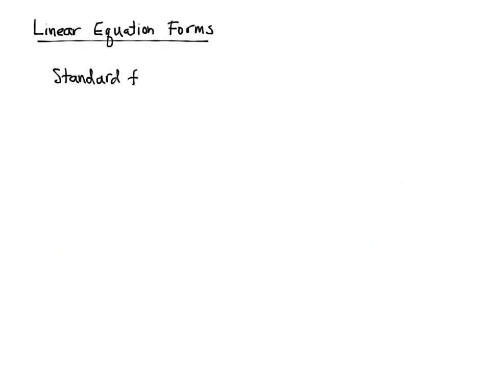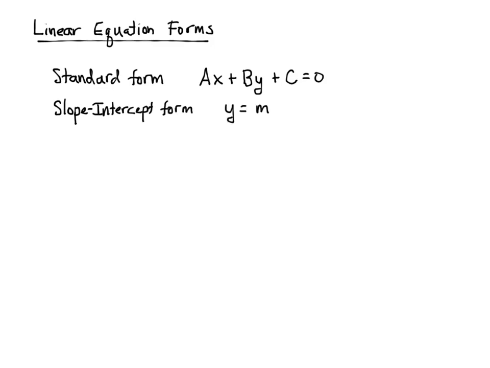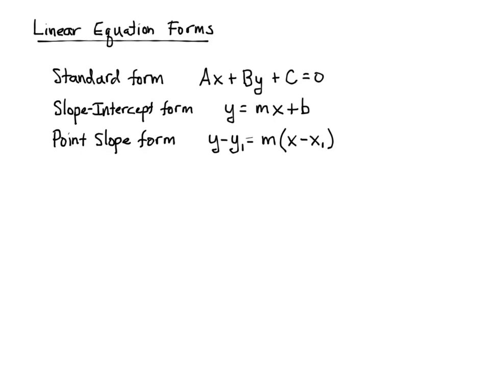Okay, so I want to describe several different linear equation forms. I talked about the slope-intercept form, that's the y equals mx plus b, that's the most common. We have the point-slope form, which is y minus y1 equals m times x minus x1. This first one here is the standard form, and so this is just where you have coefficients on x and y and a constant c, and they all equal 0.